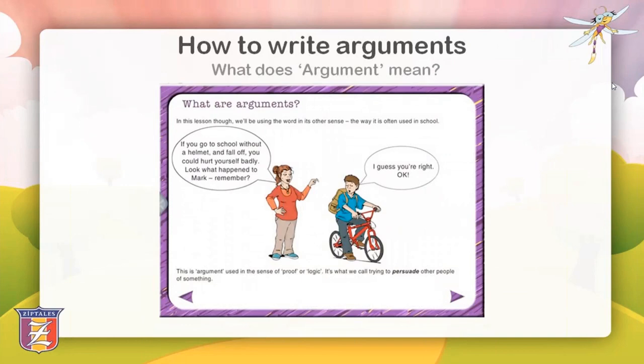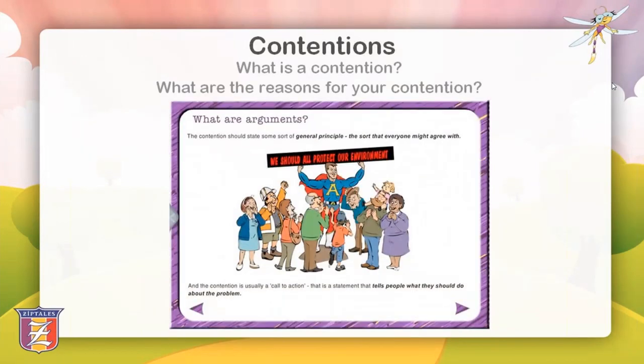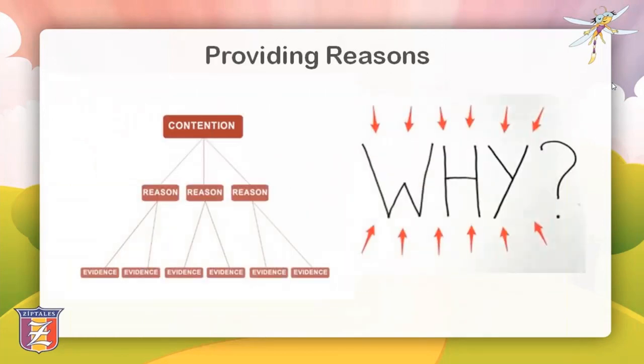How to write arguments. This lesson begins by defining the special use of the word argument as used by schools, in its sense of persuading people through logic. We first introduced the word contention. Examples are given of good and bad contentions. We remind children that a contention should be a call to action.